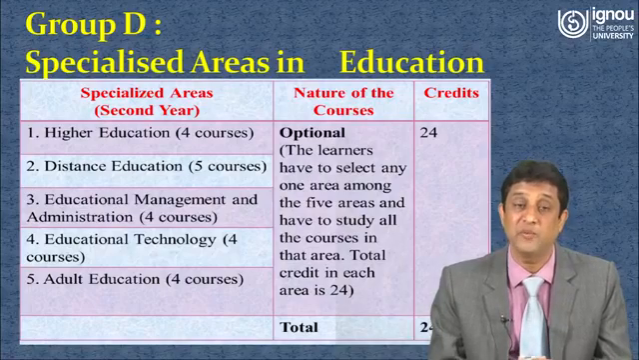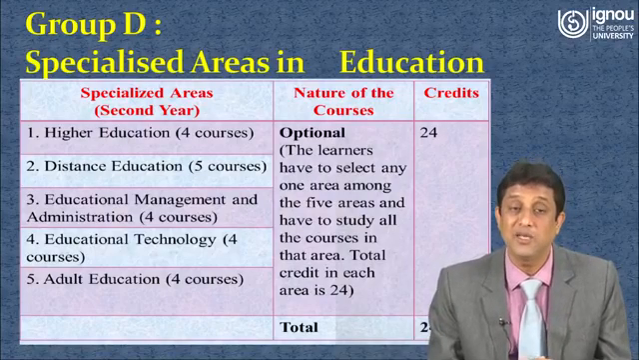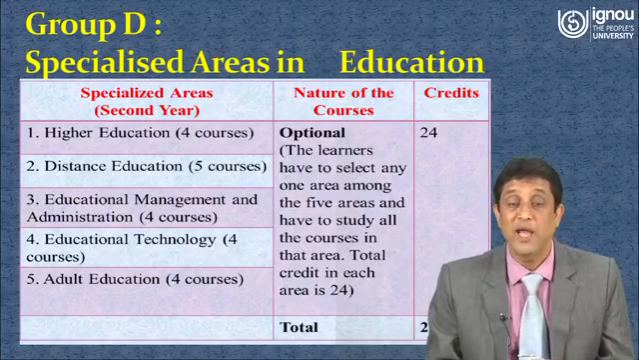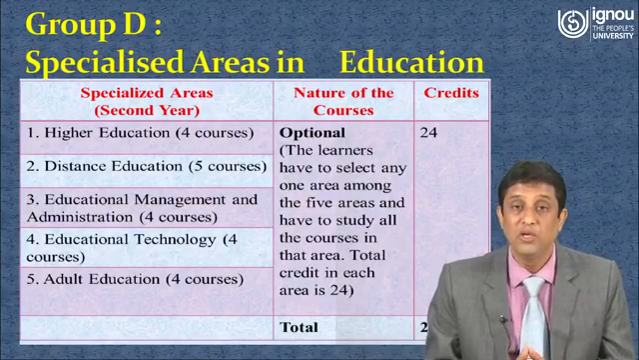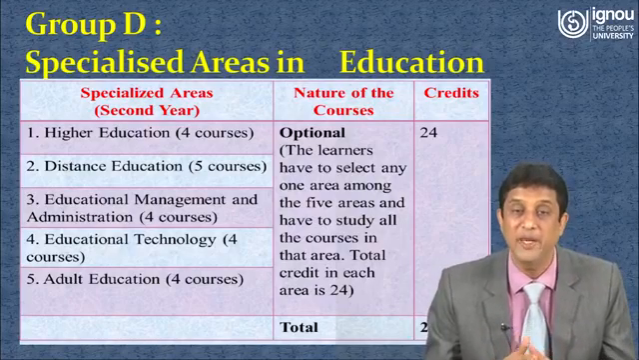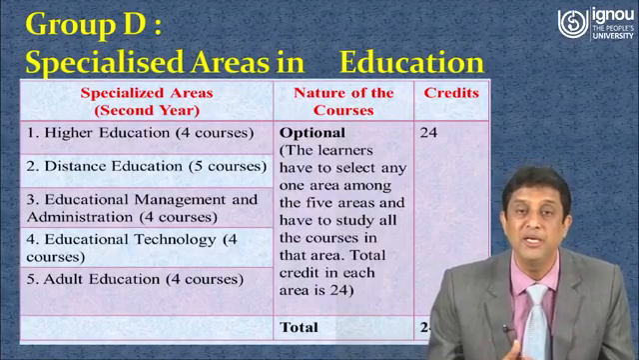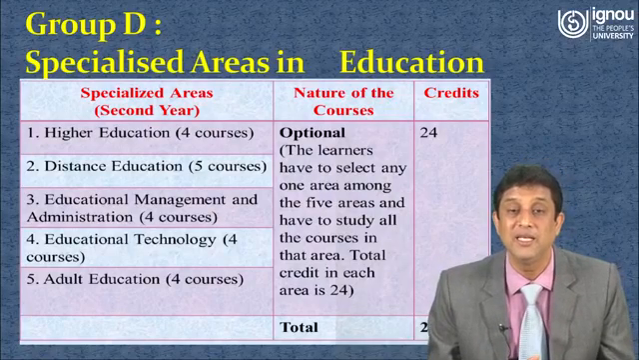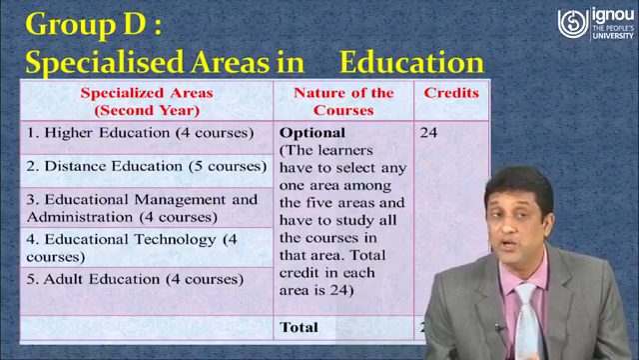Educational management and administration is the third area. Educational technology is the fourth area, and the last area is adult education. So as learners, you have to select any one area among the 5 areas and study all the courses in that area. Total credit in each area is 24. So friends, try to understand.